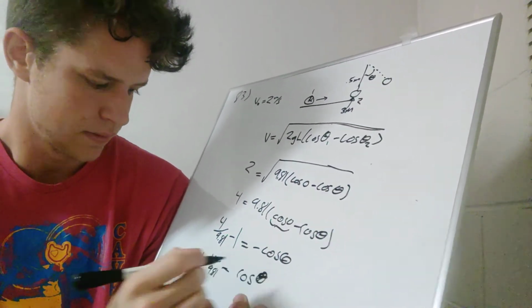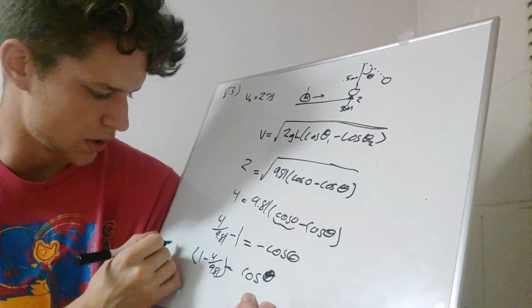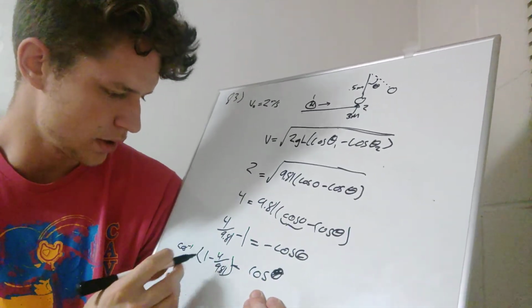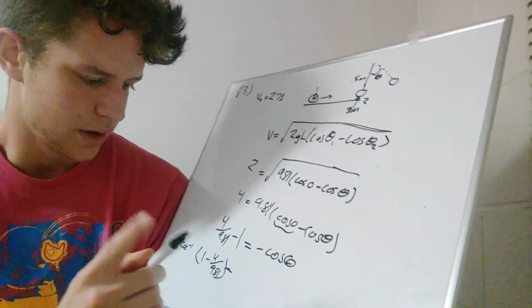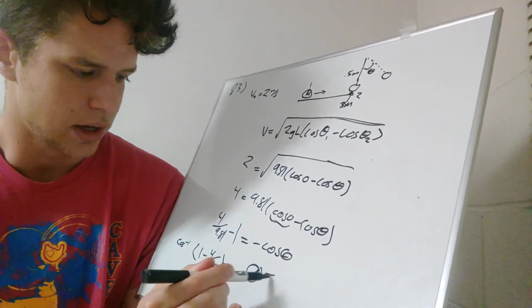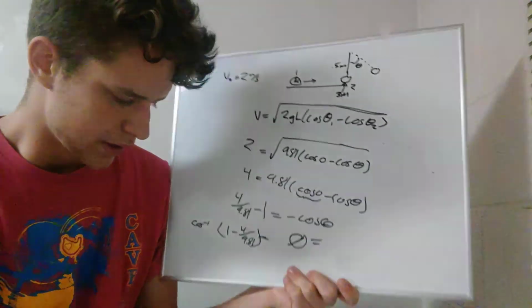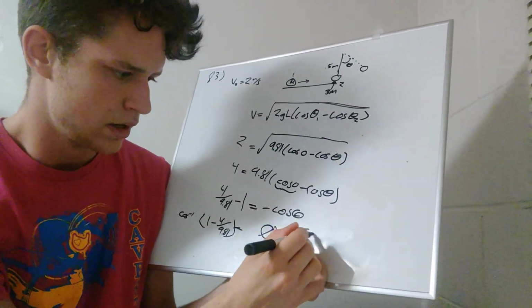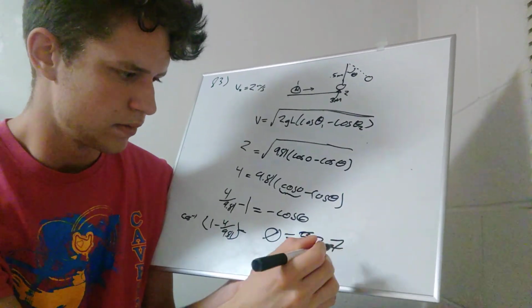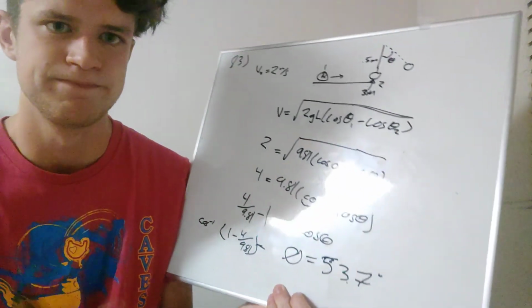That's theta. And then you just take the cosine to the negative 1, or arc cosine, and then that will give you theta. So theta in the end ends up equaling, what is it, 53.7 degrees. There you go.